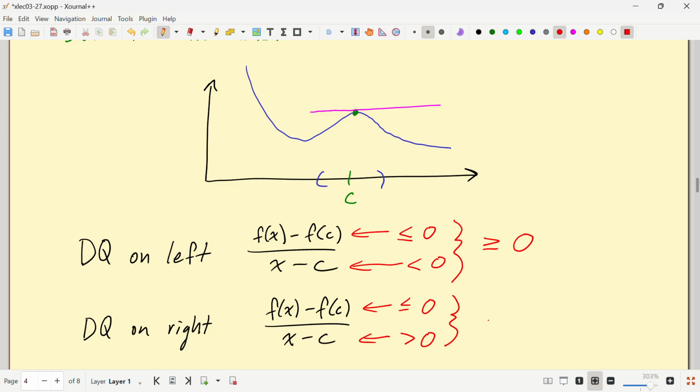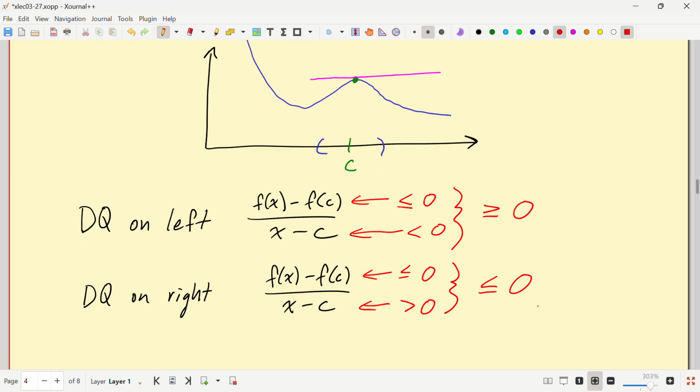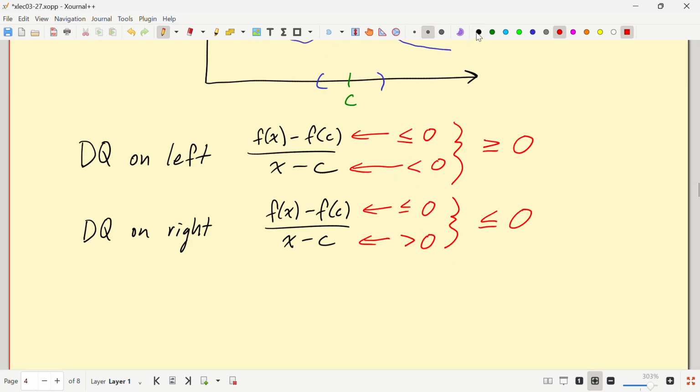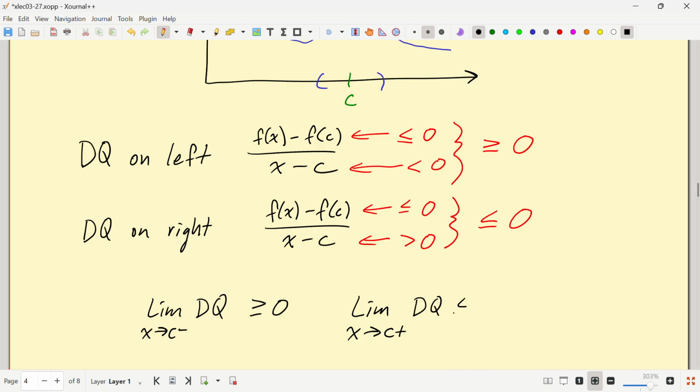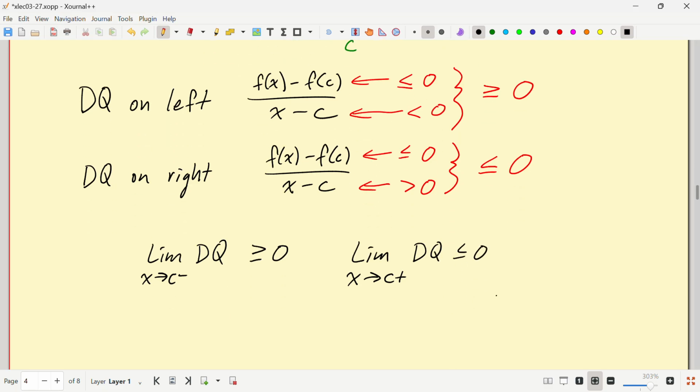And less than or equal to 0 divided by positive is less than or equal to 0. Okay, and we know that that limit exists if and only if the left-hand limit is equal to the right-hand limit. So the limit of the difference quotient as x tends to c from the left is greater than or equal to 0, and the limit as x tends to c from the positive side is less than or equal to 0. And if the derivatives exist, those two things must be equal.